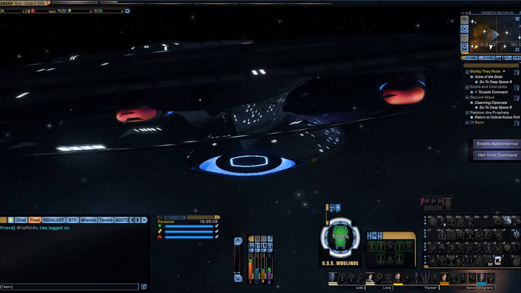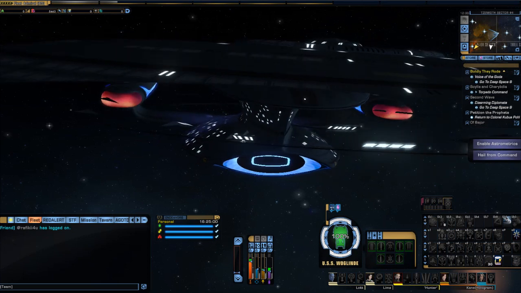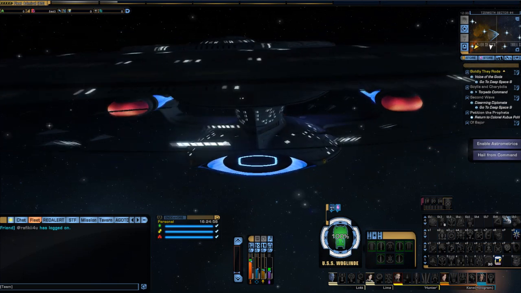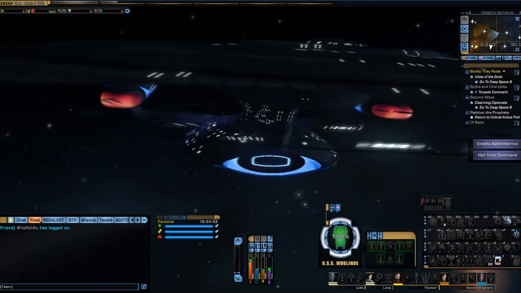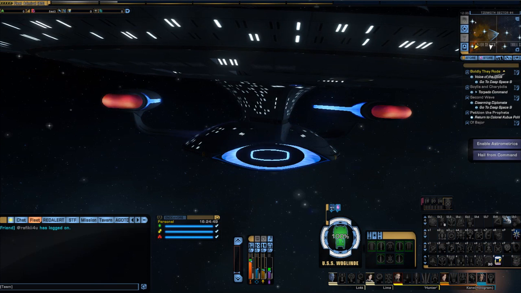Trying to get a better view. Yeah, those four big lights. Evidence! Visual evidence!